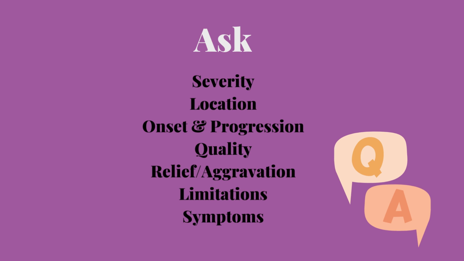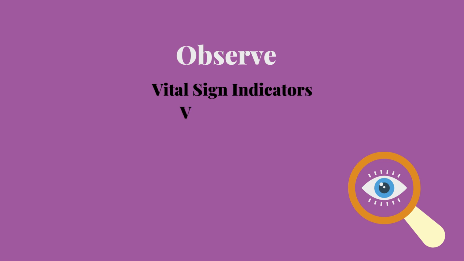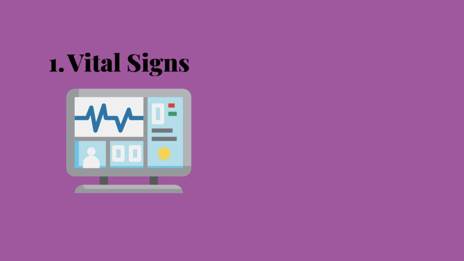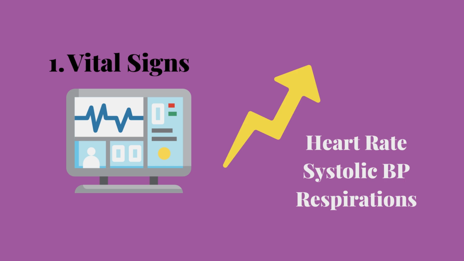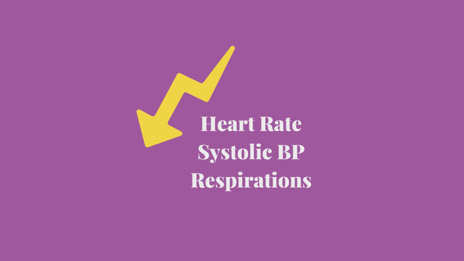However, we don't want to just ask about their pain. We also want to observe any pain characteristics and behaviors, such as vital sign indicators, vocalizations, expressions, movements, and interactions and activities. So let's talk a little about each of these. First, you will want to observe your patient's vital signs. For acute pain, and note this is for acute, not chronic pain, you will often see an increase in heart rate, systolic blood pressure, and respirations. If the issue causing an increase in vital signs is due to pain, once a patient has been given pain medication to relieve that pain, their vital signs will often return back to their baseline.